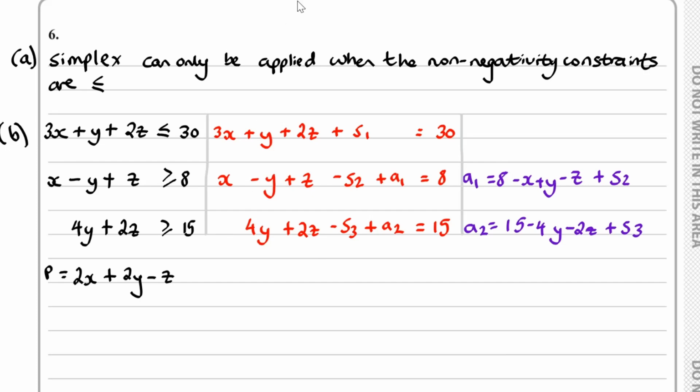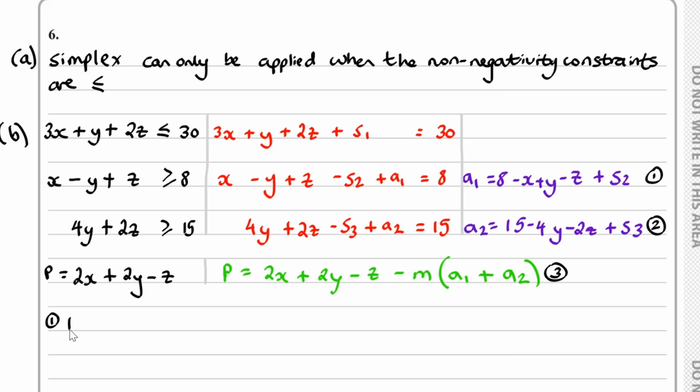So from here, again, if we rule off, if we rewrite this, we have p equals 2x plus 2y minus z minus m lots of a1 plus a2. Okay, and with a bit of algebra, if we call this equation 1, this equation 2, and this equation 3, if we add together equation 1 and 2, that will get us a1 plus a2. So that's why I rearranged for a1 and a2, because with our modified objective function we were going to subtract off m lots of a1 plus a2.